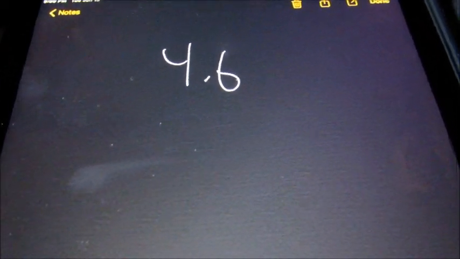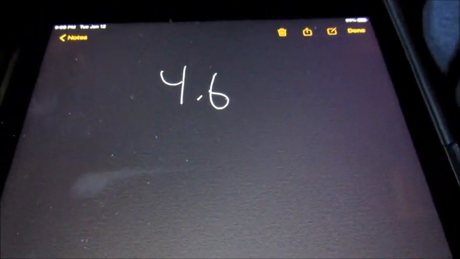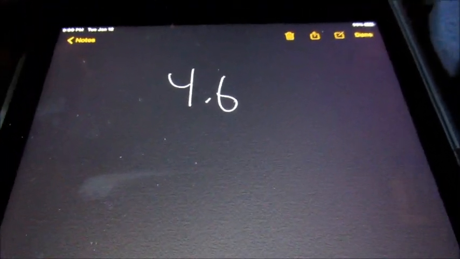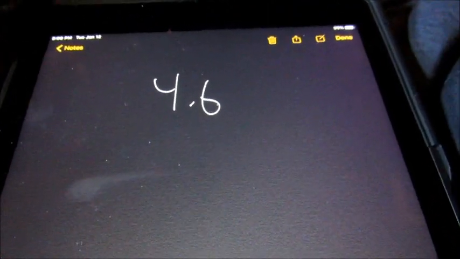Hello, in 4.6 we're going to add and subtract mixed numerals, and I'm going to show you a few different ways to do some of these. Do it however you want, whichever is easiest for you.